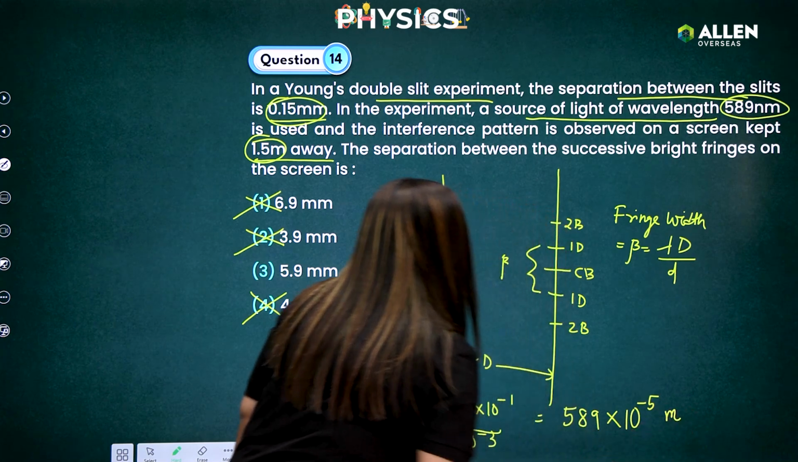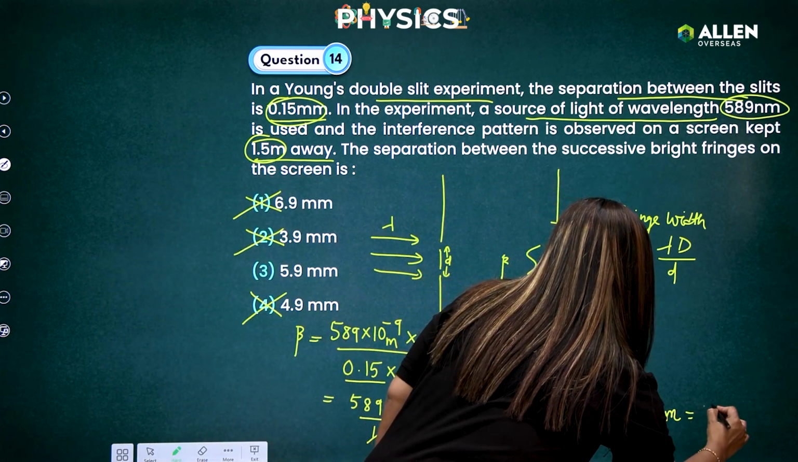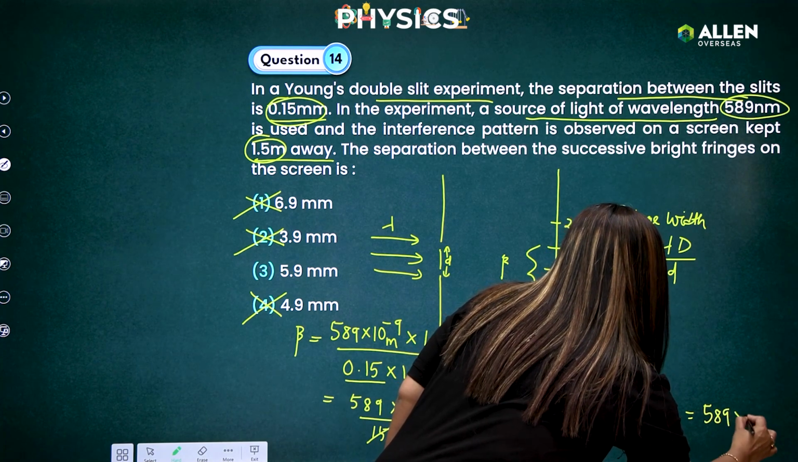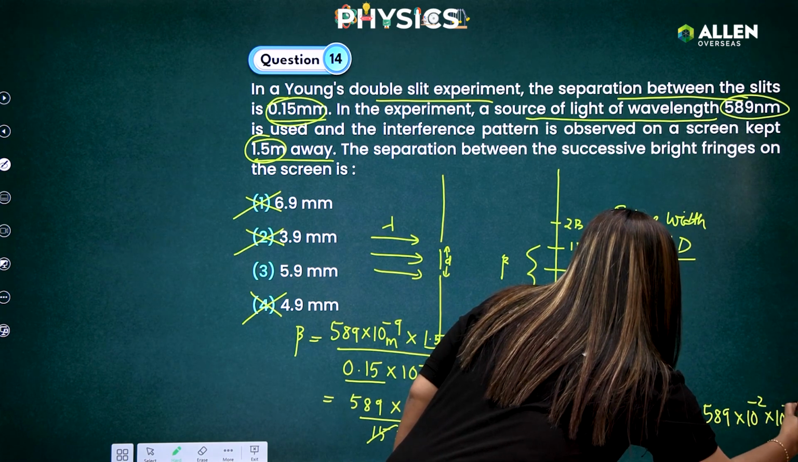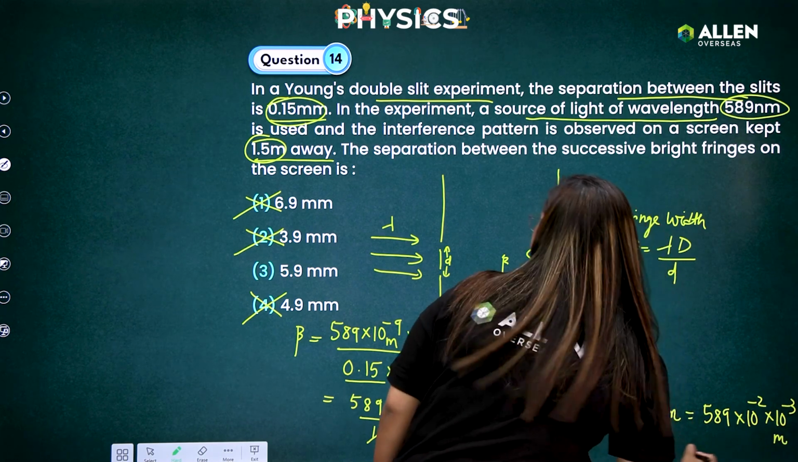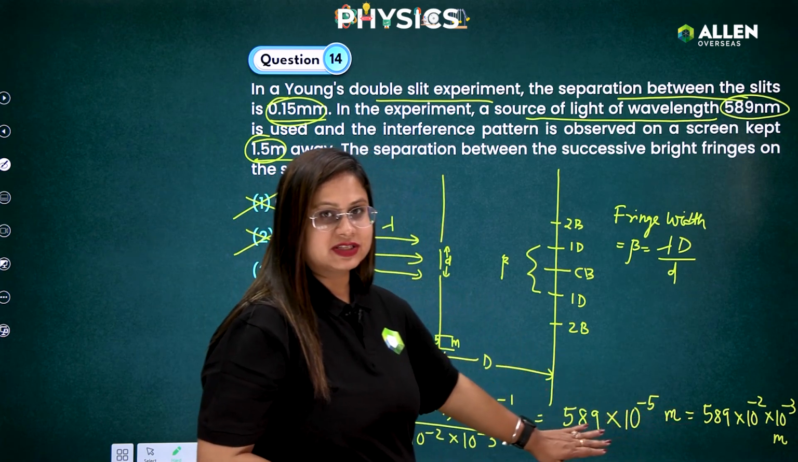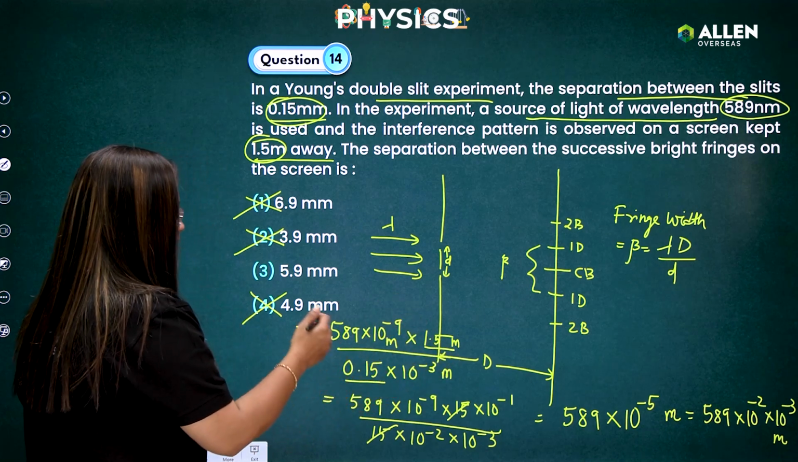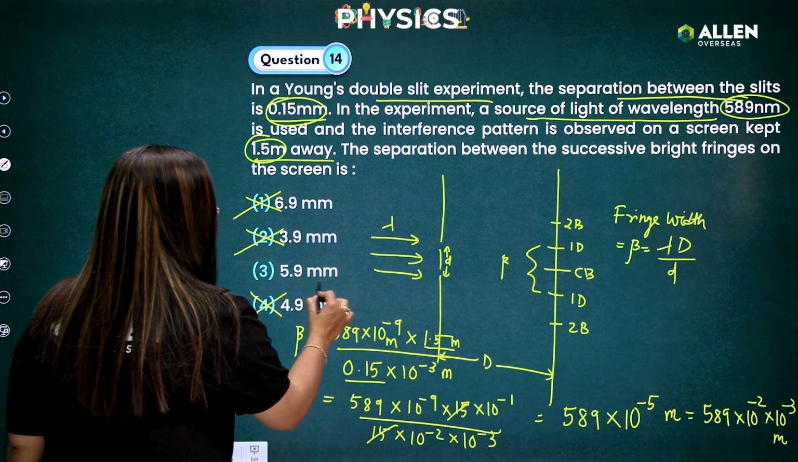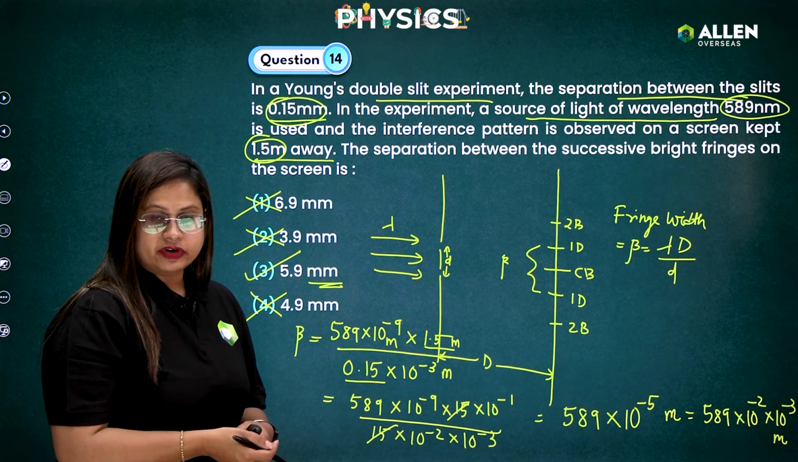But the answer has been given to us in the form of millimeter, and you know that this can be broken like this: 589 into 10 to the power minus 2 into 10 to the power minus 3 meter. So 589 divided by 100 is going to give us 5.89 into 10 to the power minus 3, and if you remove this, it is going to give you millimeter. So the answer is option number 3, which is the correct answer to the question.